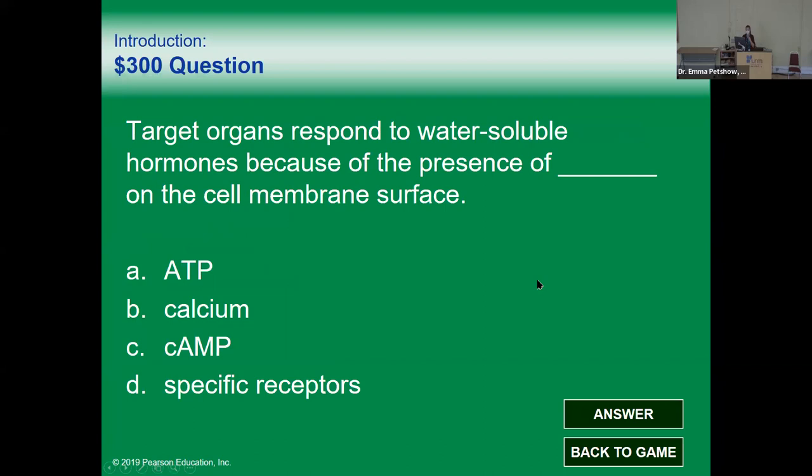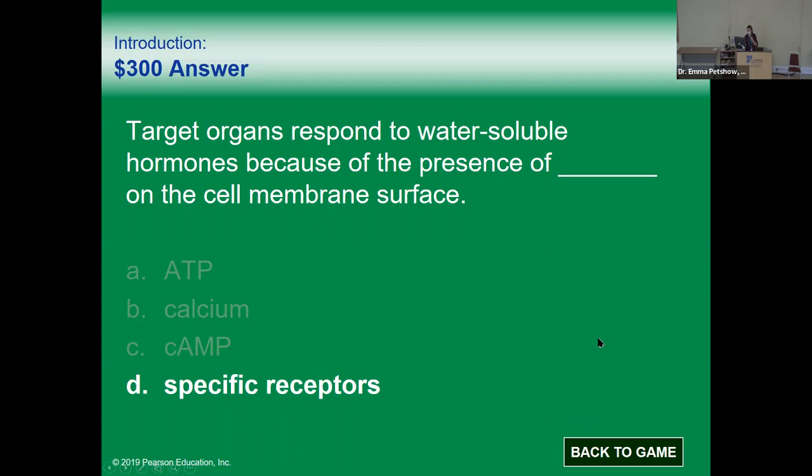Intro for three. Target organs respond to water-soluble hormones because of the presence of blank on the cell membrane surface. Is that ATP, calcium, cAMP, specific receptors? On the cell membrane surface. What's on the membrane surface? That's your hint. Good. Awesome. Don't doubt yourself. Yes, you're right. Specifically receptors. All of these things can be involved, but receptors are on that cell membrane surface.